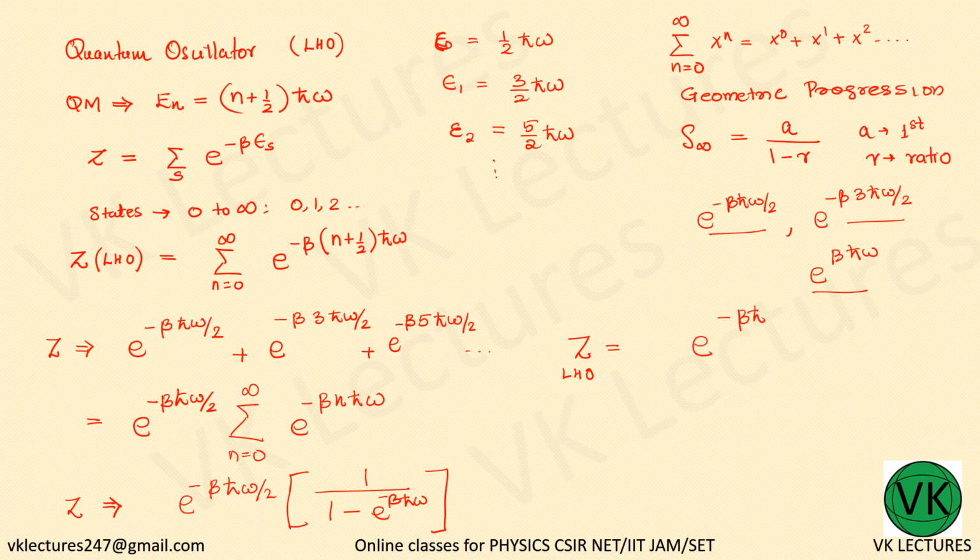divided by 1 minus e to the power minus beta h cross omega. Here we have a missing term, minus beta.